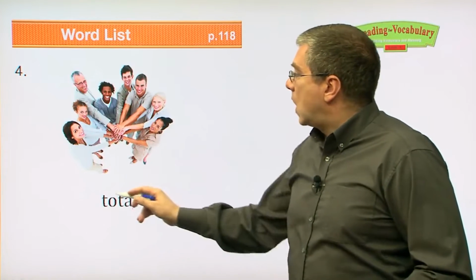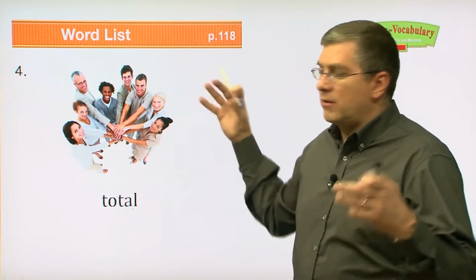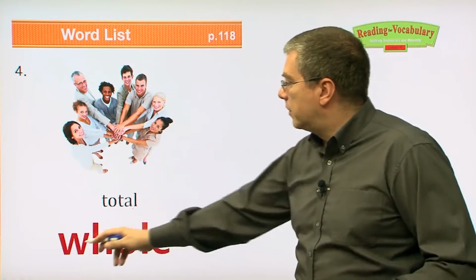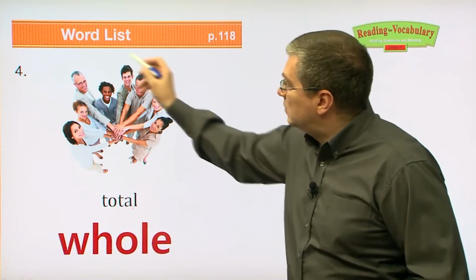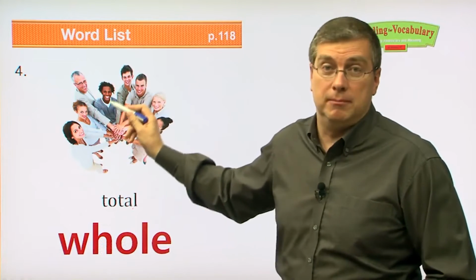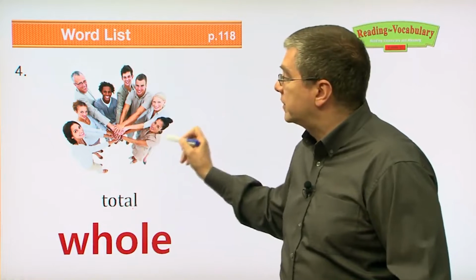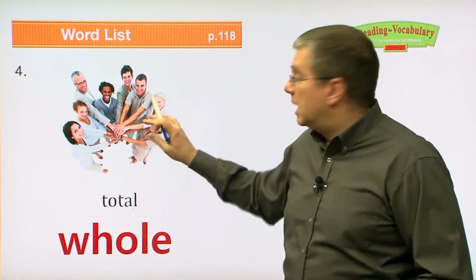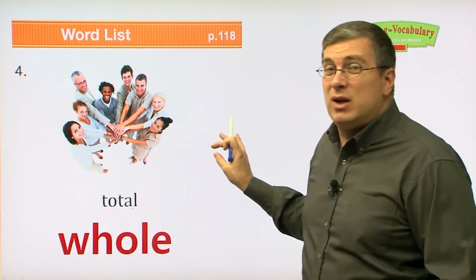Next one, total. A total. So if everybody gets together, they are the total, they are the whole. Let's say these people are working together. They are a whole team, right? They are the total sum of the team. If one person is missing, they're not whole.